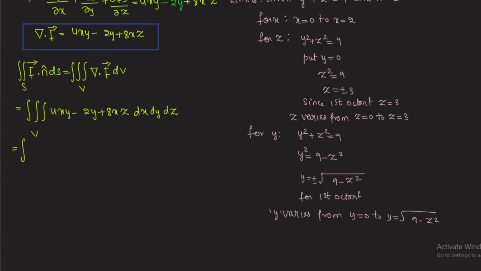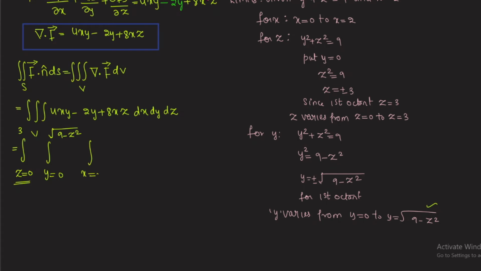First I am writing the limit for z. Z equal to 0 to 3. Next we have y. Y is equal to 0 to root over 9 minus z square. Since this y depends on z, that's why I am taking the integration limit of z at last.